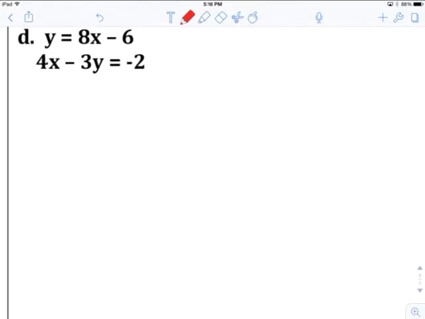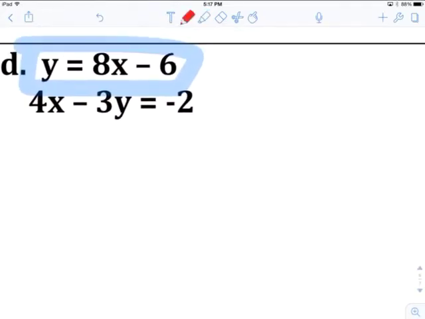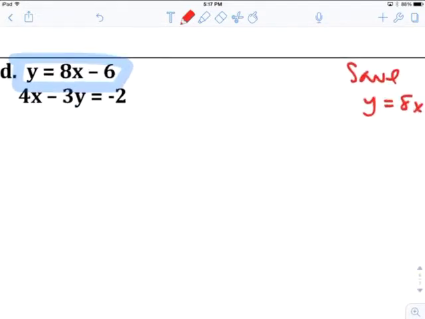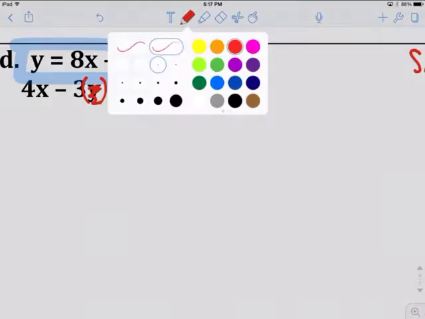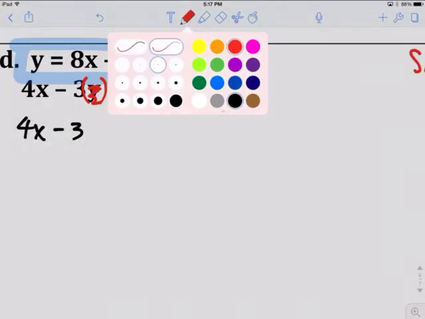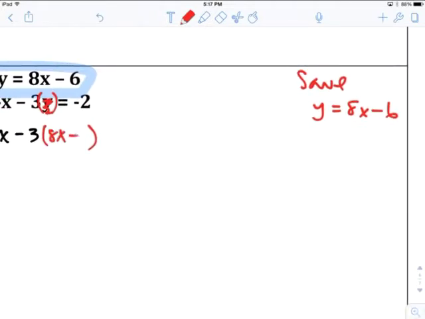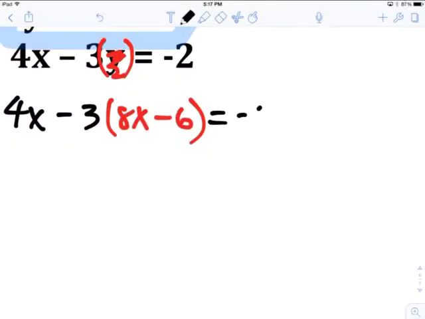Here you're going to use substitution because this is in slope-intercept form. That means you're going to save that one, right? That's the easier of the two. Y equals 8x minus 6. And you're going to eliminate this y, put parentheses around that, copy that whole thing, 4x minus 3, parentheses, in place of y, put 8x minus 6. And that, of course, is equal to this negative 2 that's here.